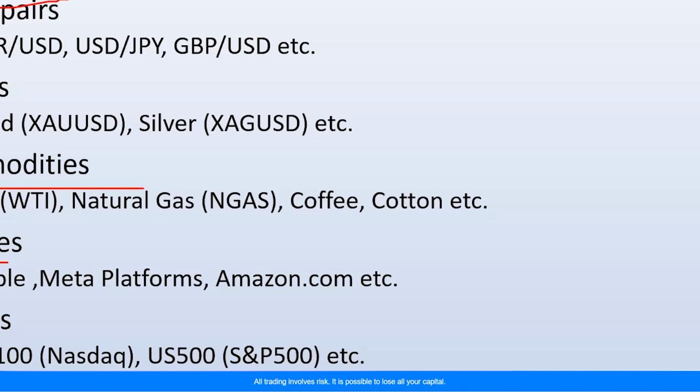You can trade, for example, EUR/USD, GBP/USD. You can trade the dollar against the Japanese yen. You can also do gold, silver. When it comes to commodities, you have oil, natural gas, coffee, cotton, orange juice, cocoa, a lot of stuff. Same thing with equities. You have the opportunity to trade Apple, Meta, Amazon, as I just mentioned, Nvidia, and all that kind of stuff. And lastly, we have indices: S&P 500, US 100, and NASDAQ.